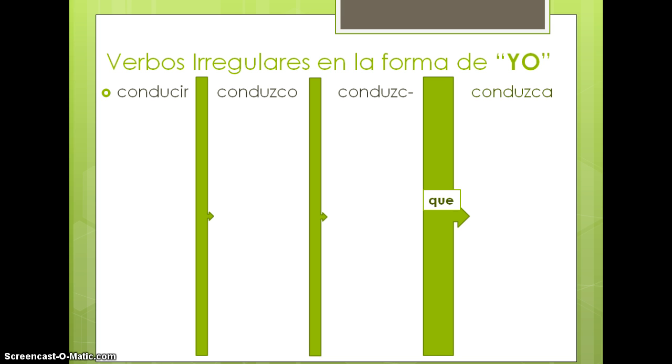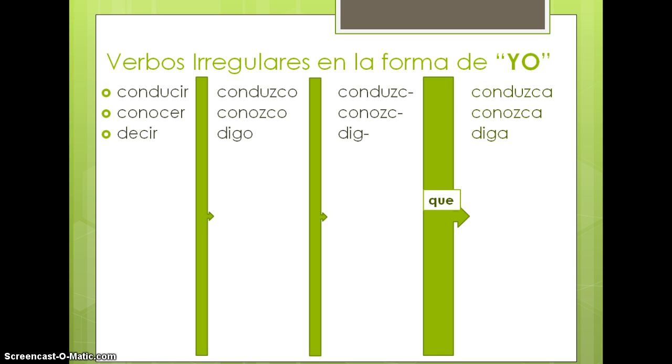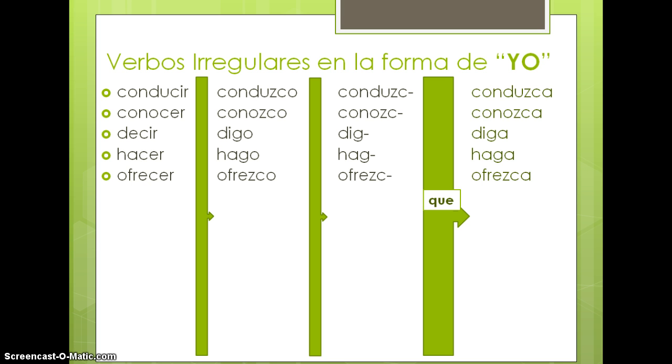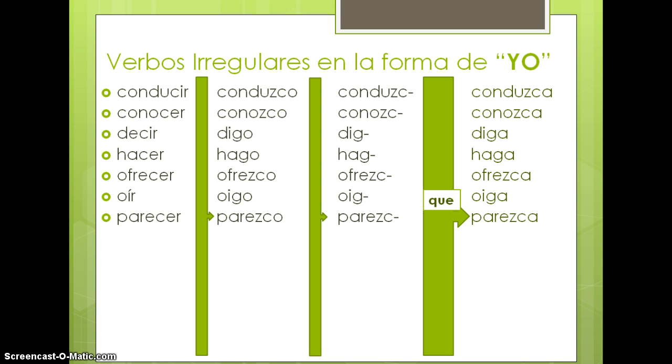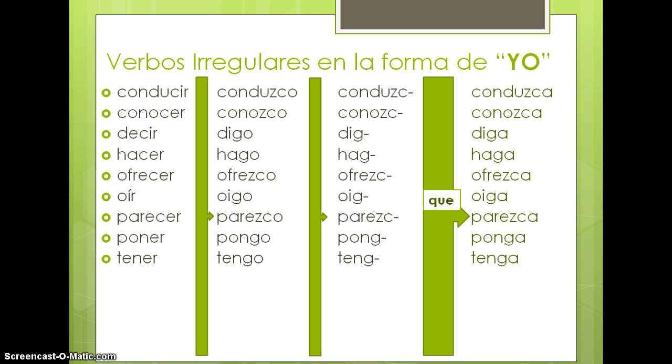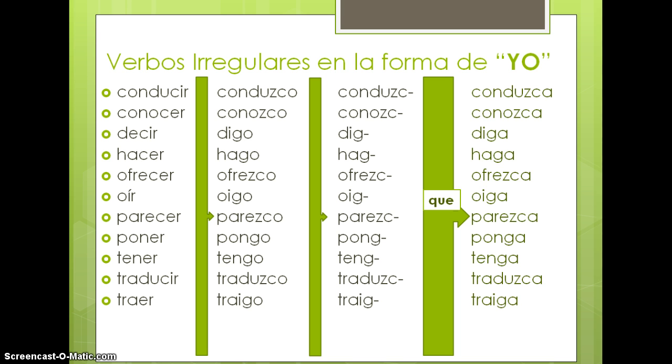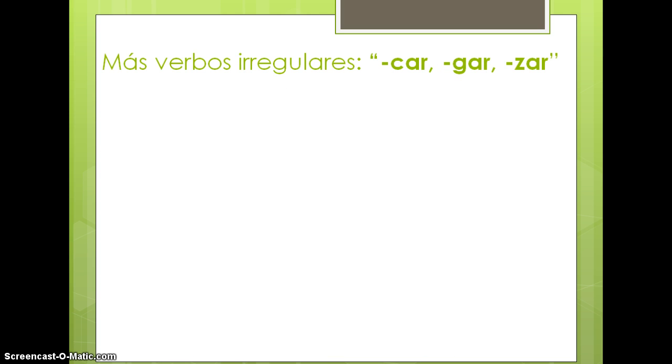So conducir, que conduzca. Conocer, que conozca. Decir, que diga. Hacer, que haga. Ofrecer, que ofrezca. Oír, que oiga. Parecer, que parezca. Poner, que ponga. Tener, que tenga. Traducir, que traduzca. Traer, que traiga. Venir, que venga. And ver, que vea.